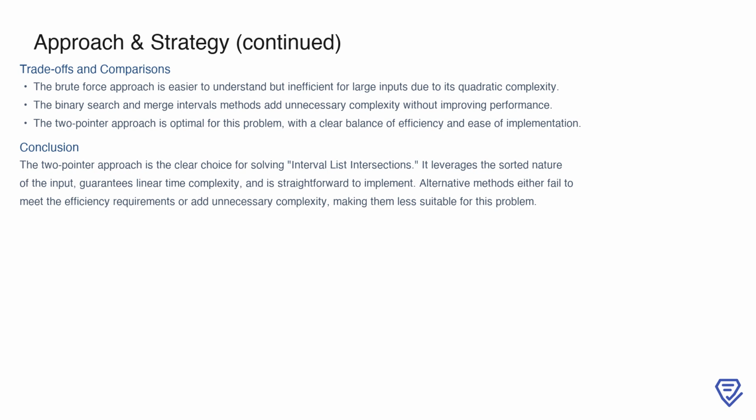In conclusion, the two-pointer approach is the definitive solution to the interval list intersections problem. It fully exploits the sorted structure of the input, ensures optimal performance, and keeps the implementation clean and manageable. This makes it the most suitable choice among all considered methods.